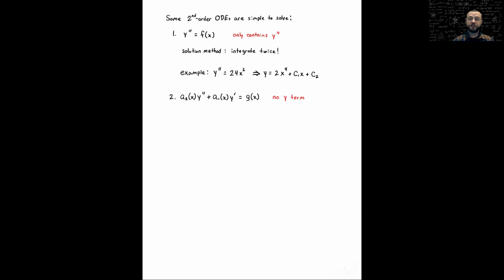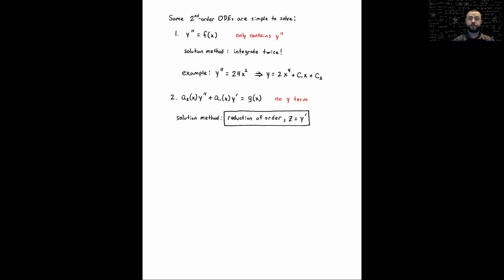What makes this special is that with a trick, a certain kind of algebraic substitution, we can actually convert this second order ODE into a first order ODE. And this is a method that is known as reduction of order. And this will reduce, again, a second order ODE down to a first order ODE. Why is that of benefit?